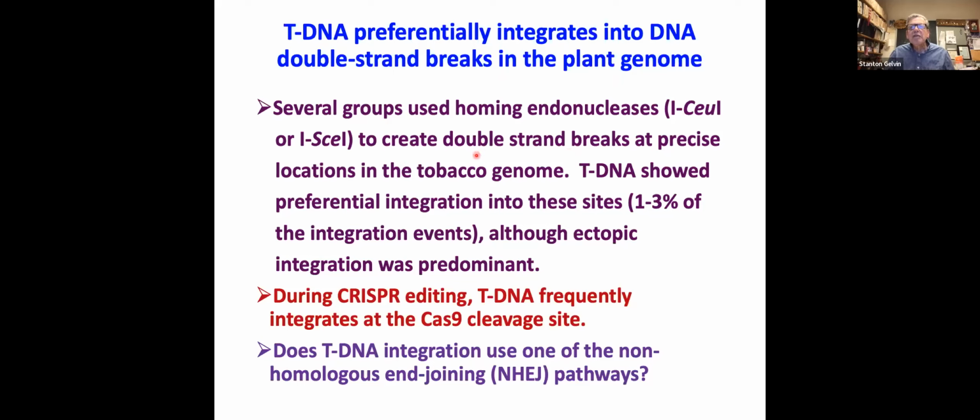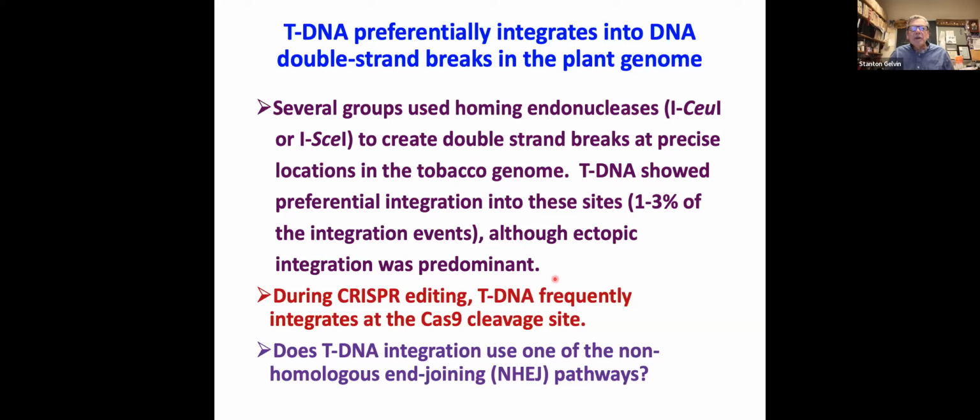So some early experiments done in several laboratories showed that if you put a rare cutting restriction site into the plant genome, for example, I-CeuI or I-SceI, these are very rare cutting enzymes, and then you express the enzyme at the same time you are infecting with Agrobacterium, about 1 to 3% of the time, tDNA will integrate at these cut sites. Now, people may think, oh, 1 to 3% is not very high, but it's actually an extremely high percentage because tDNA can integrate anywhere in the entire genome. And to integrate at these specific sites 1 to 3% of the time is actually very high.